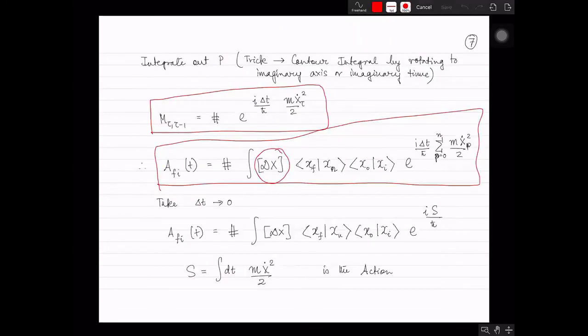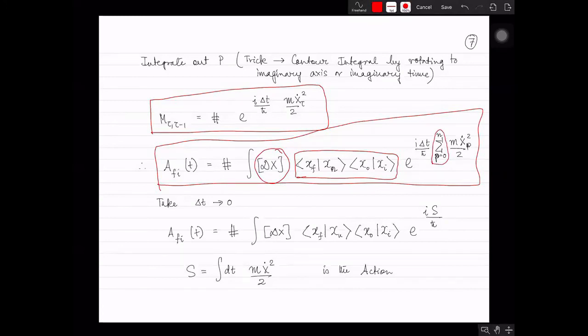And then I have this quantity coming from the endpoints. And for each slice, I have i delta t by h bar into m x dot tau, tau being the slice number, squared by 2. And that's this point, and the sum is over all slices now.